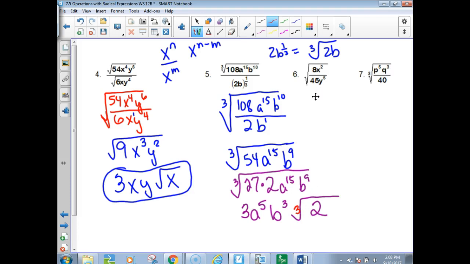Okay, number 6 is, nothing can reduce. So let's do it the other direction, where we're going to break up the numerator from the denominator. They're going to break up with each other. Okay, on the bottom, I know, isn't that sad? All right, in 45, perfect square times non-perfect square would be 9 times 5. And I'll leave that y to the 5th.